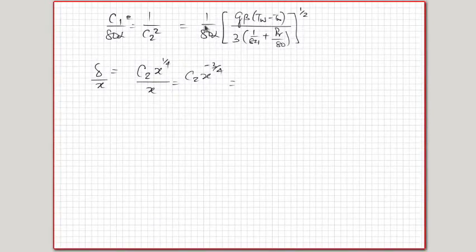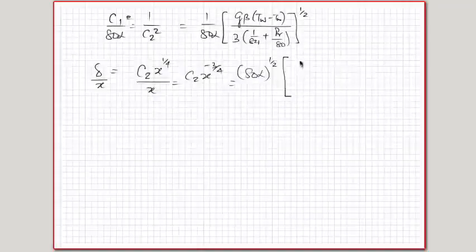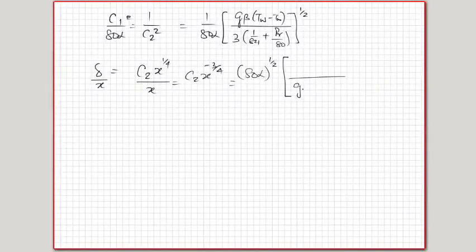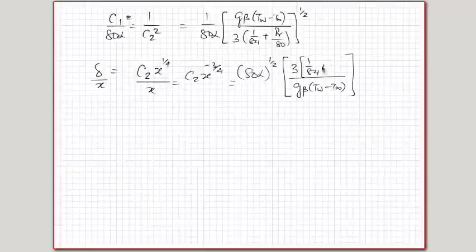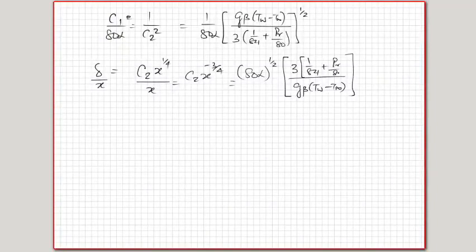This will be the reciprocal of this raised to the power of half. So it will be 80 alpha raised to the power of half multiplied by, in the denominator I'll get g beta into t1 minus t infinity, and in the numerator I'll get 3 times 1 by 84 plus Prandtl by 80, okay, whole to the power of 1 by 4.